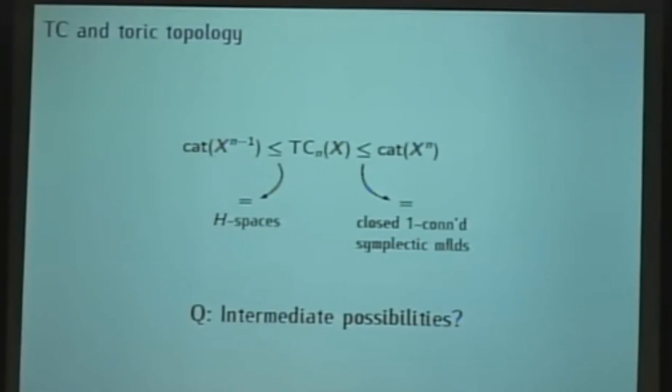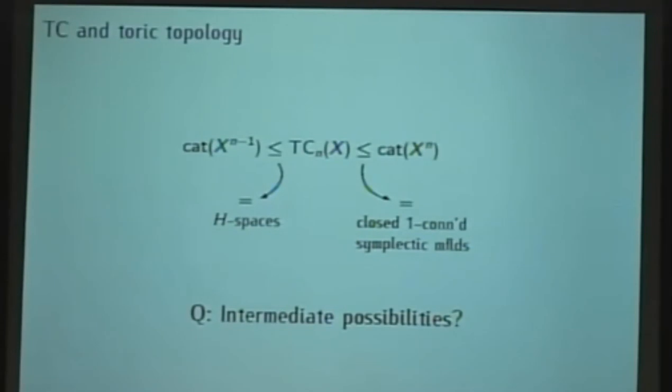So let me start by saying that TC_n, the higher versions of topological complexity, give a sort of shuffled interpretation of the category of powers of a space. Namely, the nth topological complexity of a space sits somewhere in between the category of the nth power and the category of the (n minus first) power. Now, these inequalities are sharp in the sense that there are always examples where either one of these two inequalities is an actual equality. For instance, if you take an H-space, it doesn't have to be homotopy associative.